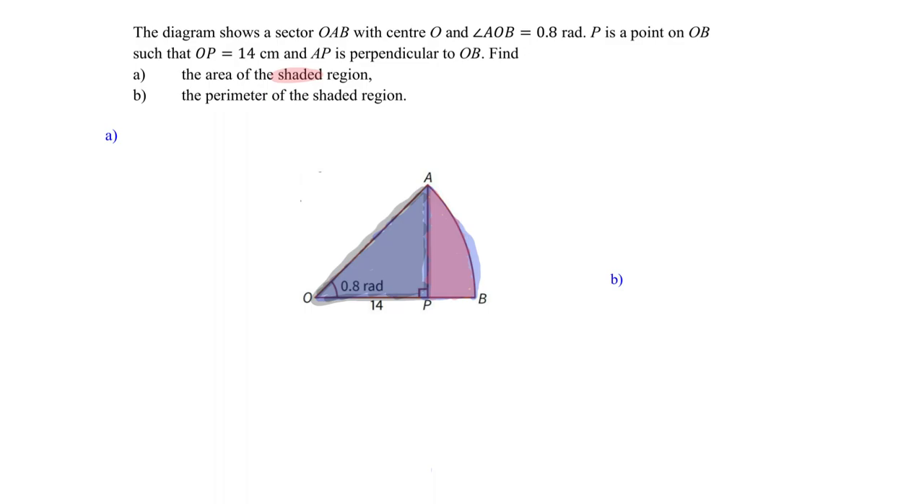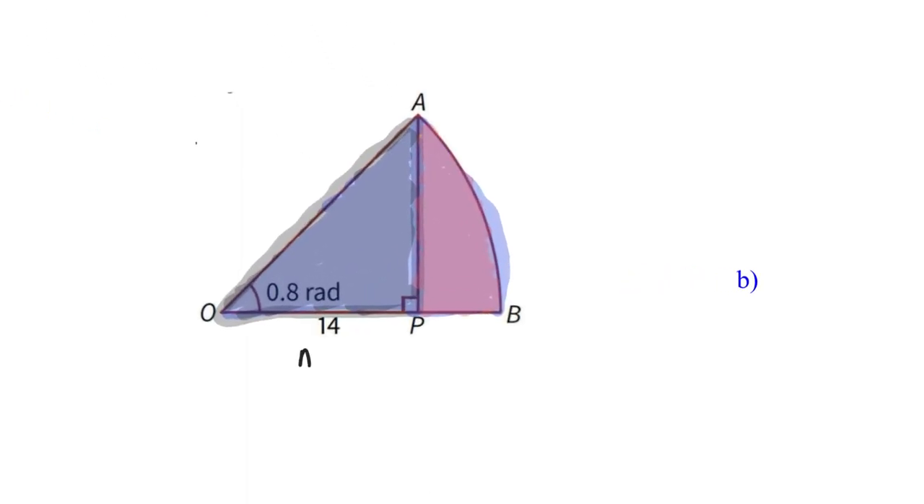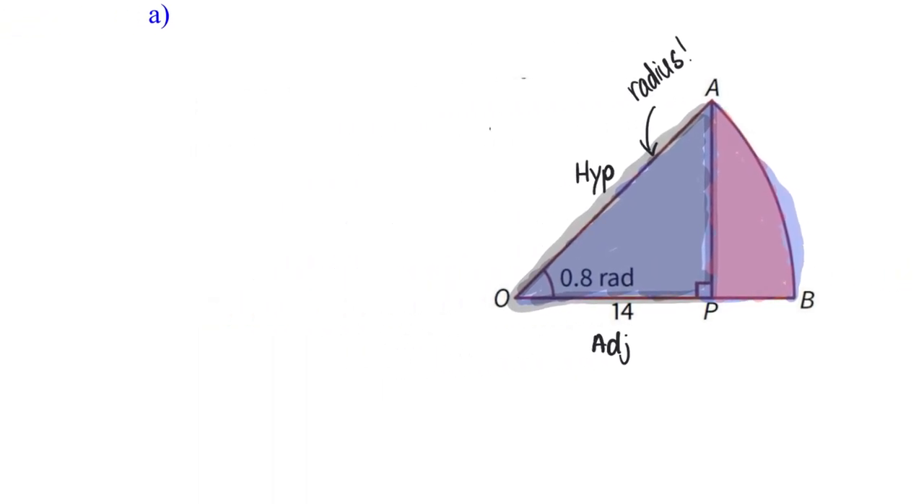Okay, but in order to do that, there are a few things I need to know. I need to know my radius OA. And how do I do that? SOH CAH TOA. With respect to 0.8 radian, let me focus on this. I will have my adjacent side. I need my radius, meaning I need my OA. I need my hypotenuse. This is my radius. Then I will be able to find my area.